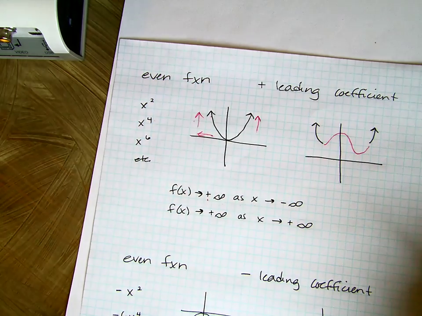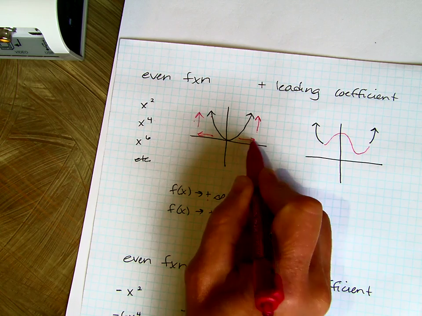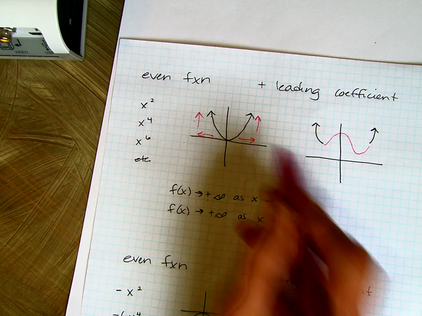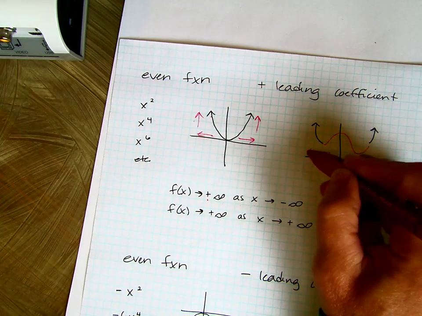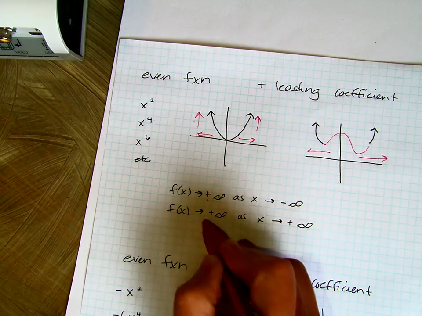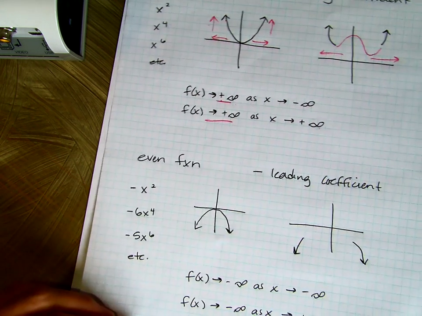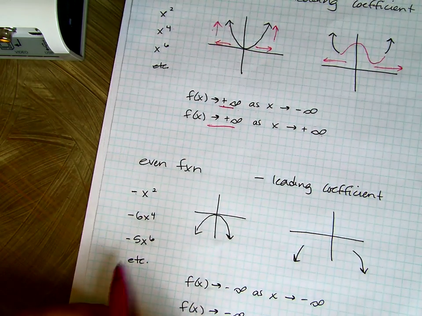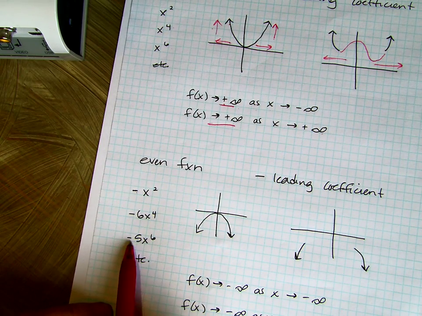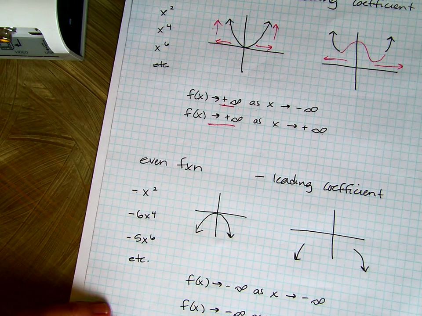Here again, the value of the function is going to positive infinity as x goes to positive infinity. So whether I go way to the left or way to the right, the value of the function, the y value, is always going up. What happens if I have a negative number out front? What if it's a negative 6x to the fourth or a negative 5x to the sixth?